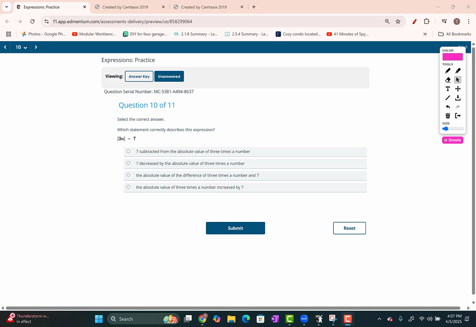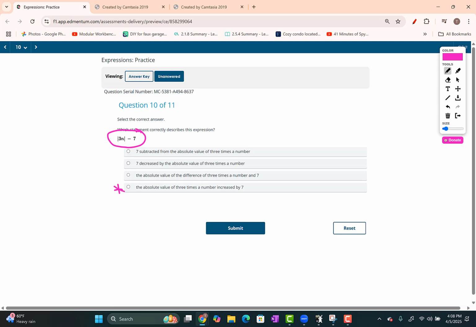Question 10, which statement correctly describes the expression? So we've got this expression, a couple things to note. We've obviously got a subtraction symbol here, and then we've got an absolute value symbol around the 3 and the n. So let's go through these choices backwards.